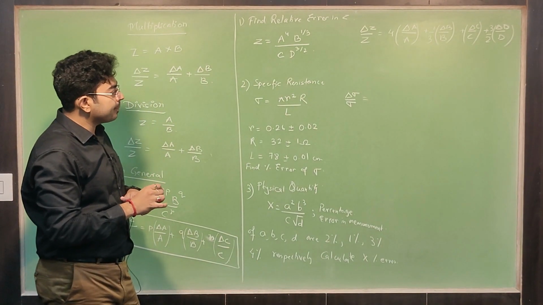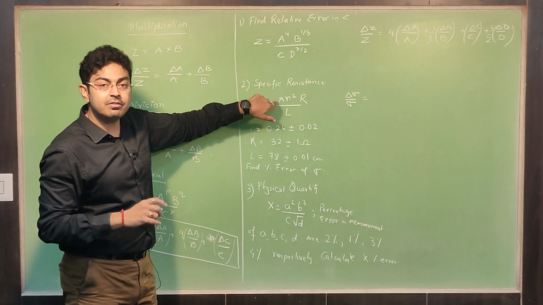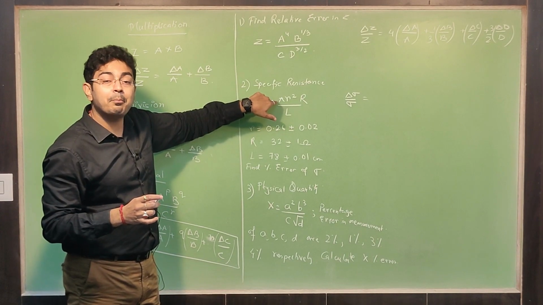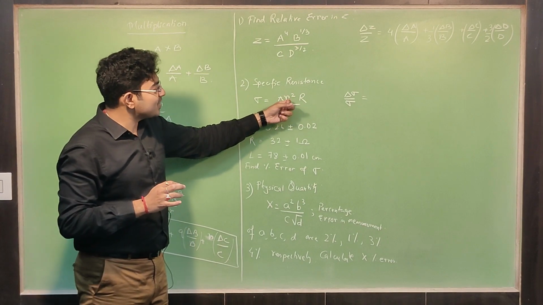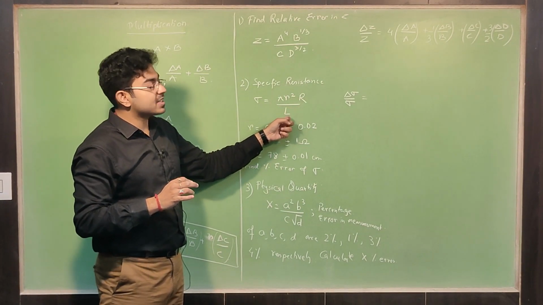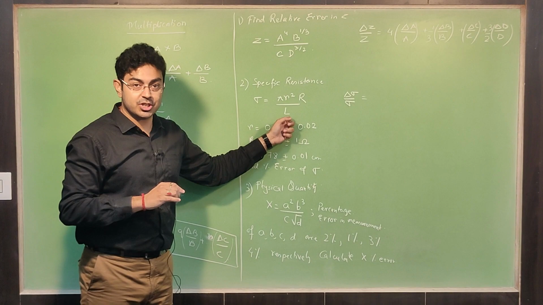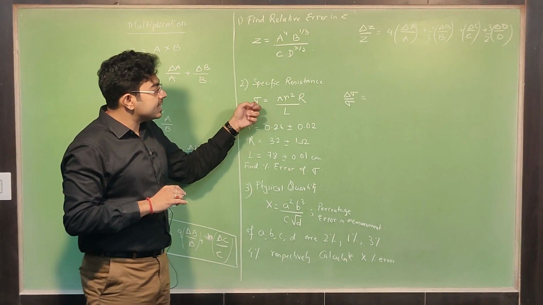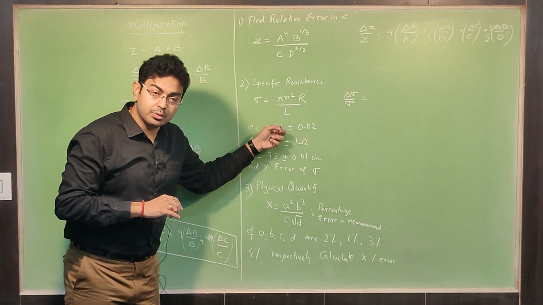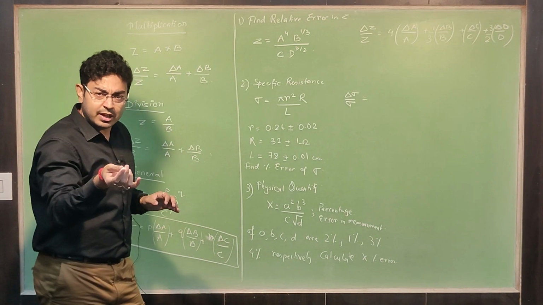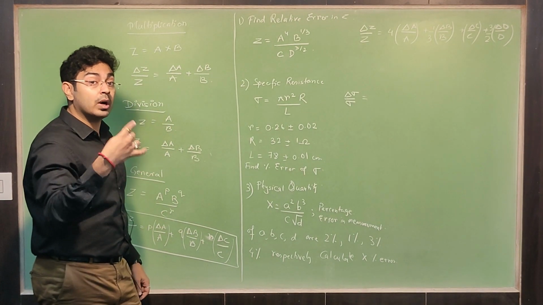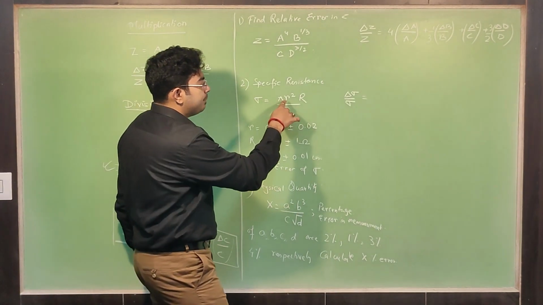Delta sigma by sigma. Pi is what? It's a value. You don't need this. So small r, capital R, and this L, these are all the measured values, right? So your sigma depends on these measured values. You are not going to consider pi because it's just a constant value. You have to consider the measured values.